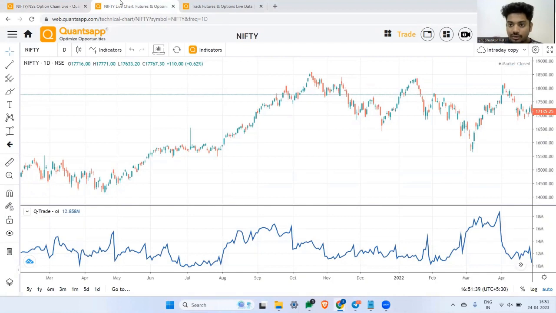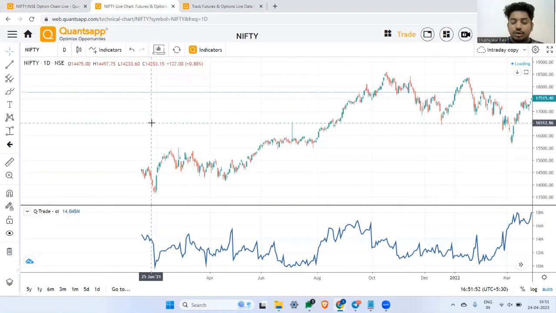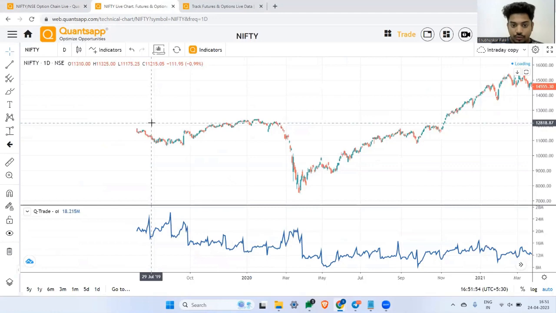What I mean by this is that there is a general phenomenon in the market that whenever the market falls, it will fall more and it will fall a bit faster. Whenever the market corrects, it will correct more and correct faster. One of the most textbook examples for this is the COVID scenario.